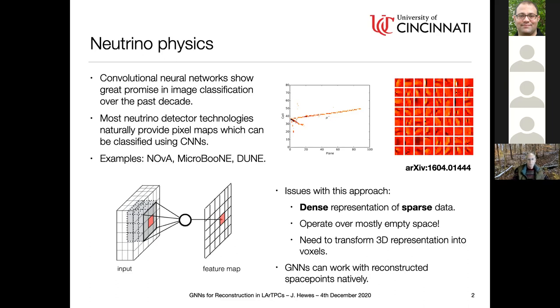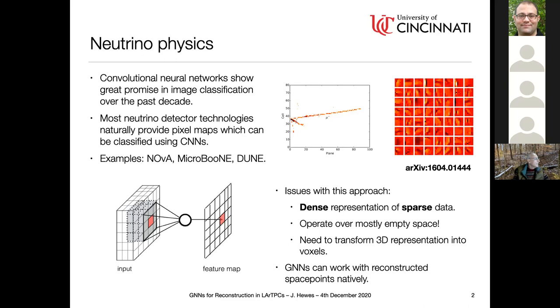So if you take a look at this pixel map in the top right and imagine that you're building a tensor from that, most of the elements in that tensor are just going to be zero. The actual interesting information is limited to a very small region in this image. And so applying kind of raw standard CNN techniques is actually very computationally inefficient.